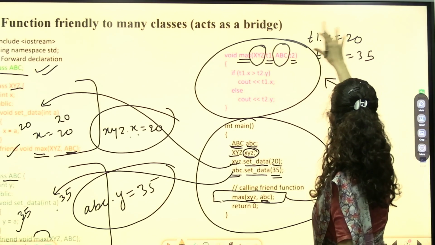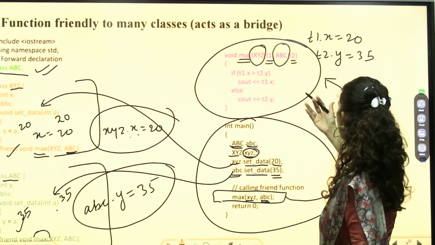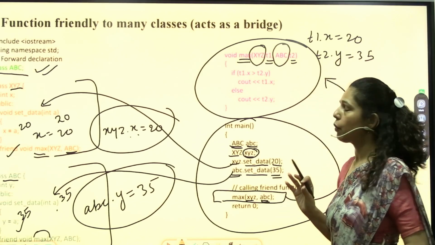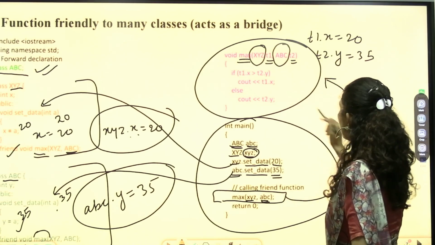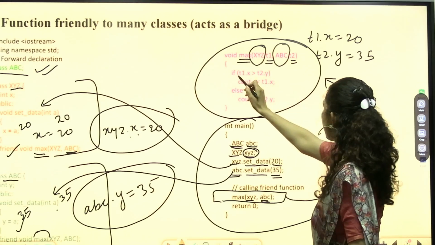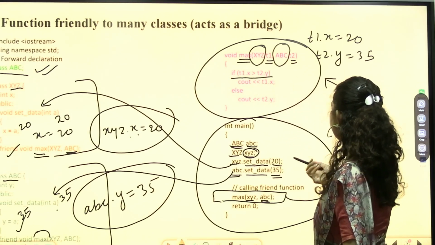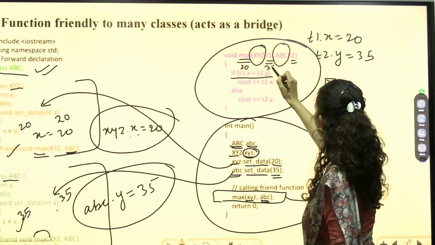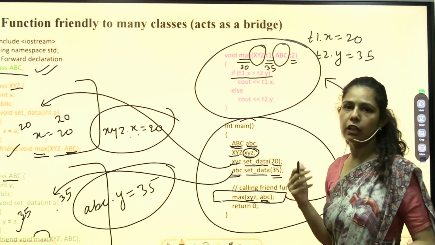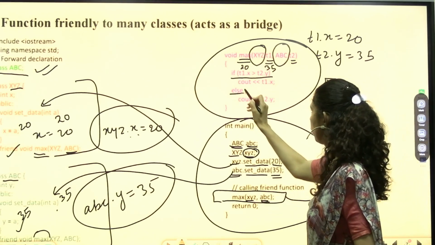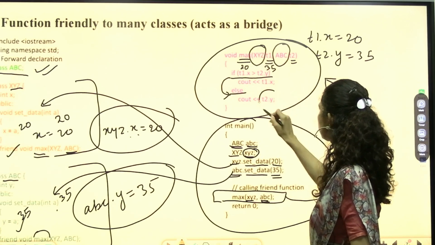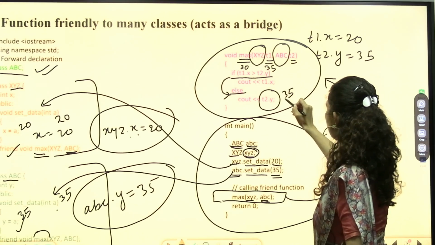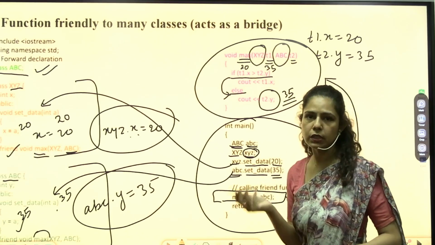Now we have these two values, and now we will compare them in order to find which particular value is maximum out of these two. So we are checking if t1 dot x is greater than t2 dot y. t1 dot x is 20 and t2 dot y is 35. So obviously this condition is not true. That's why we will go to the else part, and we will display the value of t2 dot y. So t2 dot y is 35. So it will give us that the maximum value is 35.